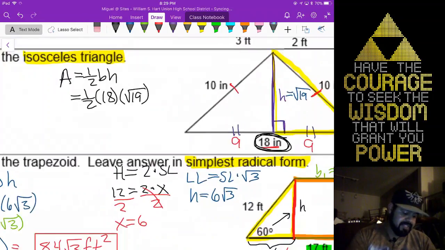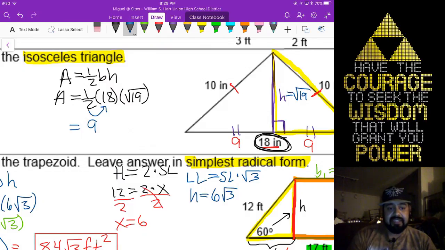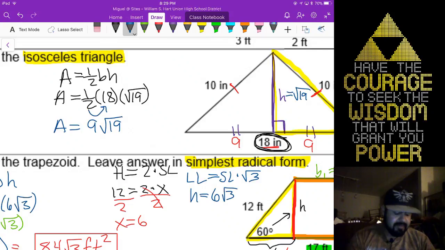Now, how is this much easier, Mr. T? Well, I don't have to do any work, because all I have to do is take 1/2 of 18. And that's going to be 9, because the square root of 19, can't do anything with it. So then my area is 9 radical 19 inches squared. So that's literally all you do.